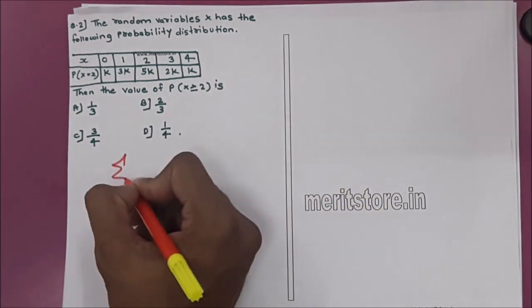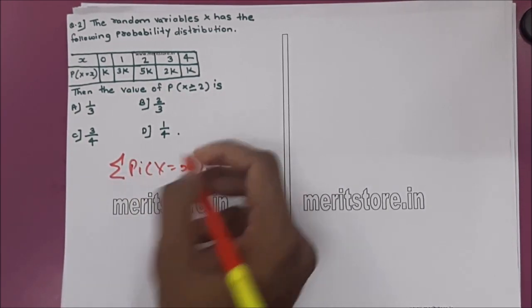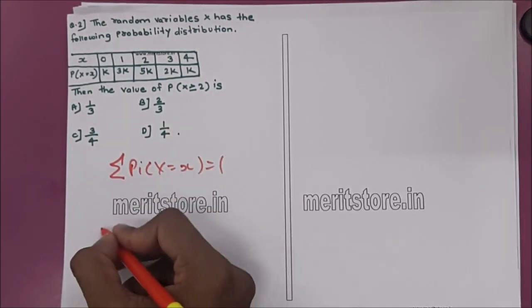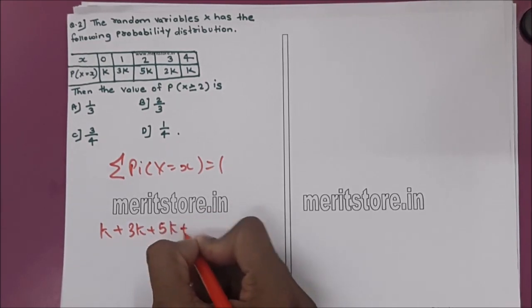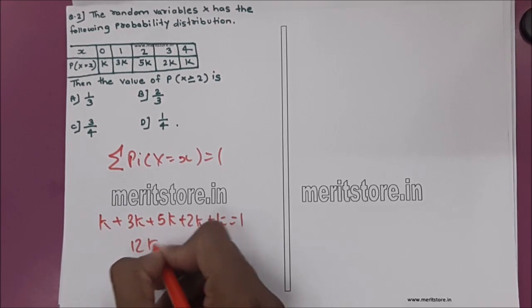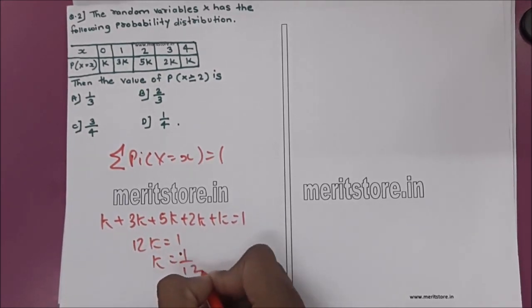So we know that the summation of p(xi) is equal to 1. We substitute all the probabilities, or we add all the probabilities. We get k plus 3k plus 5k plus 2k plus k equal to 1. We get 12k is equal to 1, which is k is equal to 1 by 12.